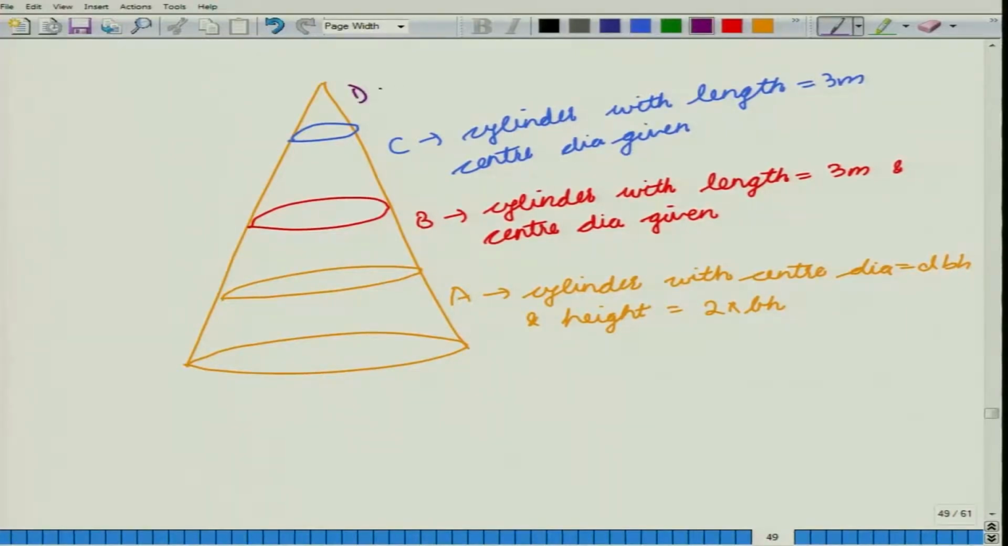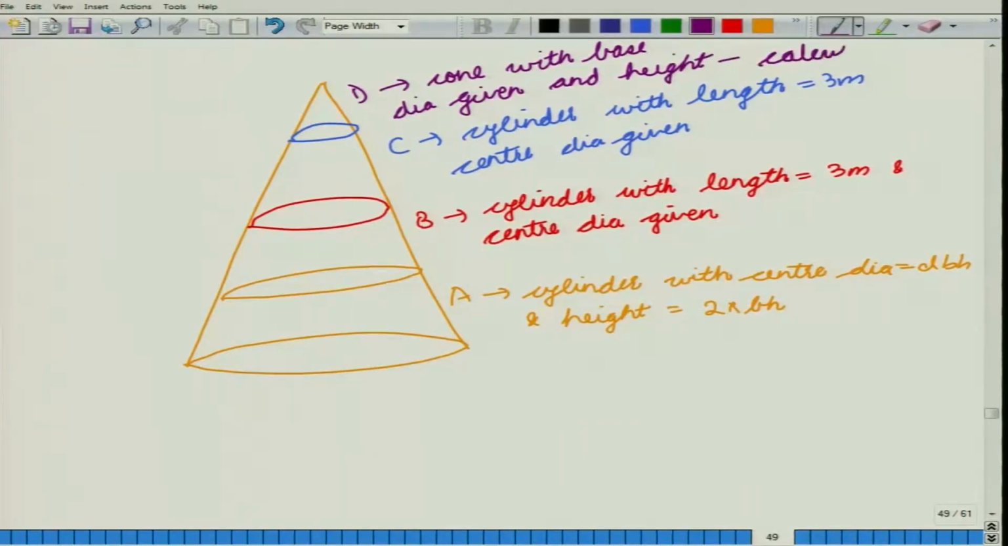Our fourth section D is a cone with base diameter given and height that can be calculated from the total height of the tree, capital H. Now, one question that arises is, why do we use this length of 3 meters? What is the significance of using 3 meters?